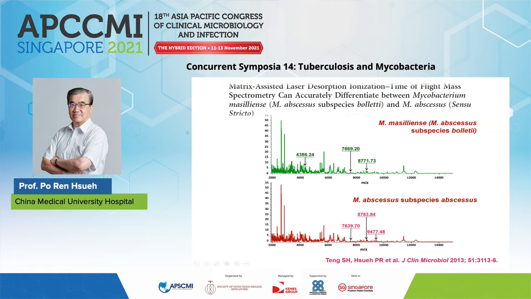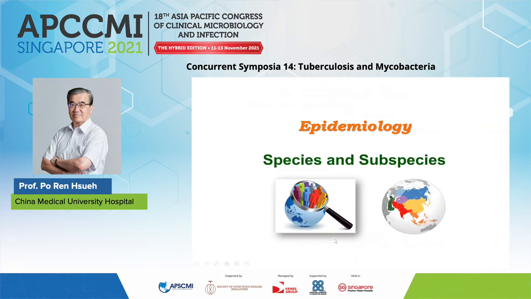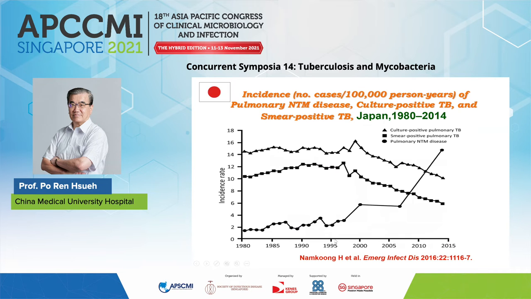using your own database. So if you have enough clinical isolates with the species identification of the Mycobacterium abscessus complex, you can use your own database to identify these three subspecies of the Mycobacterium abscessus complex. So this is the identification of subspecies. So let me introduce the first part, which is the epidemiology, the species and the subspecies in our region.